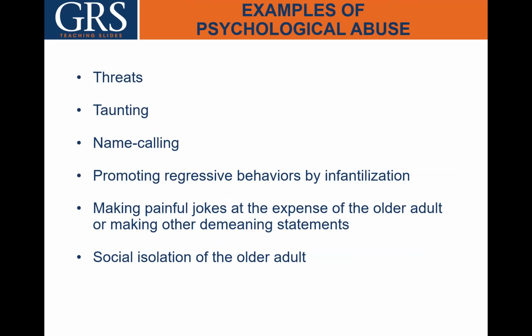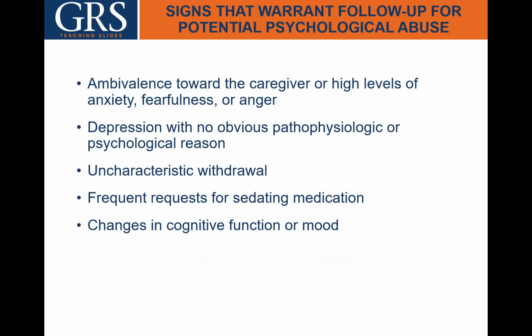So the examples of psychological abuse include threats, taunting, name calling, and social isolation for an older adult. The signs warranting a follow-up for potential psychological abuse include ambivalence toward the caregiver, high levels of anxiety, fearfulness, or anger, uncharacteristic withdrawal, or changes in cognitive function or mood.